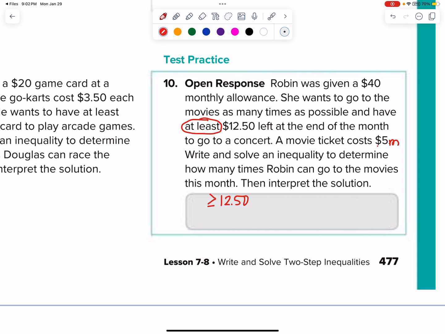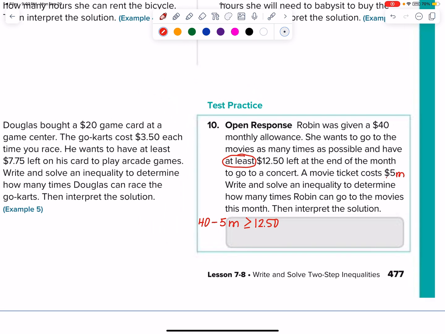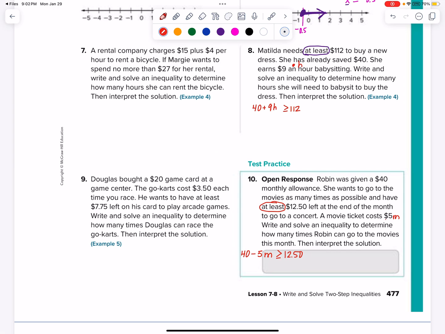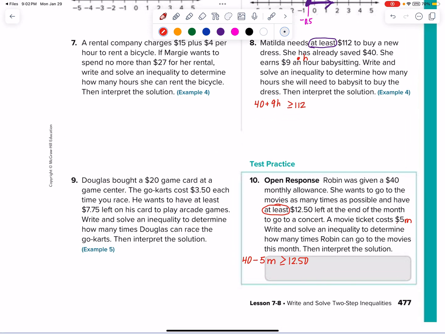We started with $40. What happens to that $40 as we keep going to the movies? Are we adding money to our $40 or losing it? That's what you have to think about, what's happening. I'm losing $5 per movie. Then we can solve and figure out how many movies we can go to. But really practice trying to interpret that accurately. You don't have to graph these. We're just solving and answering the question.